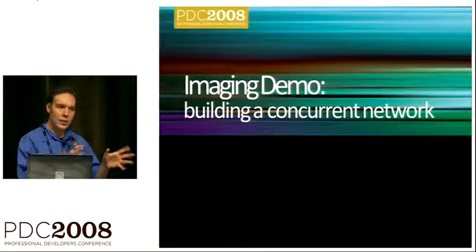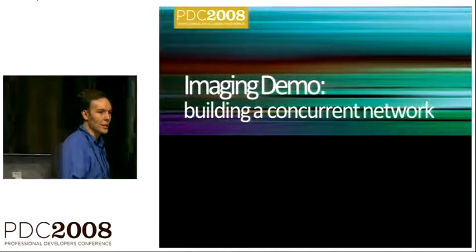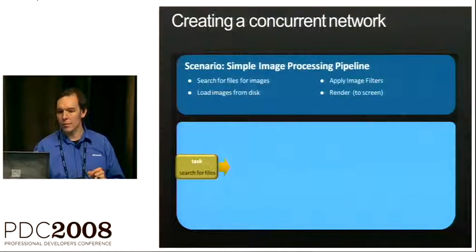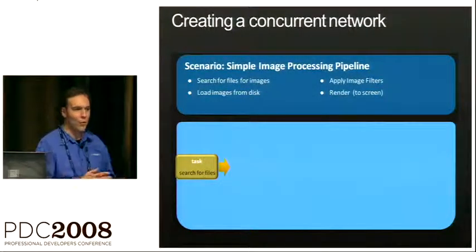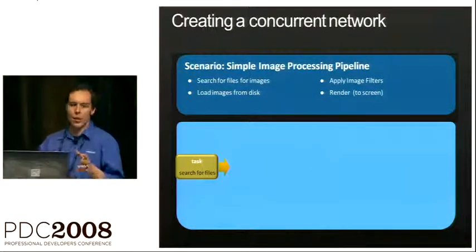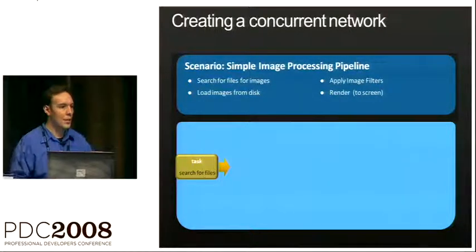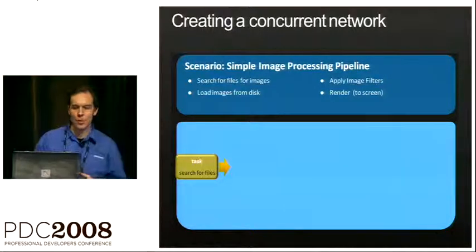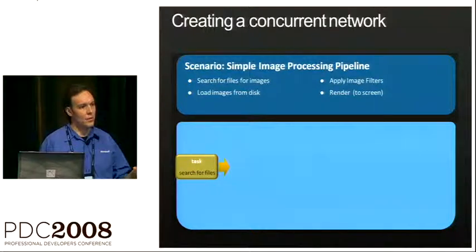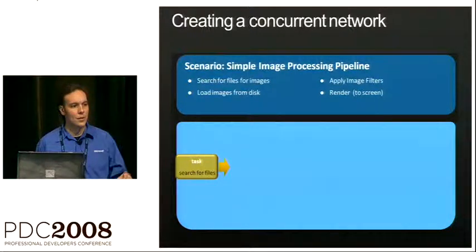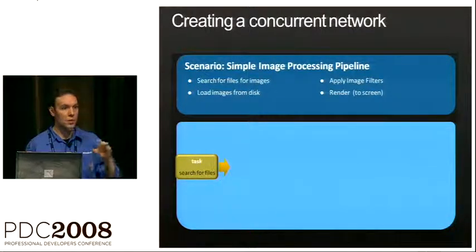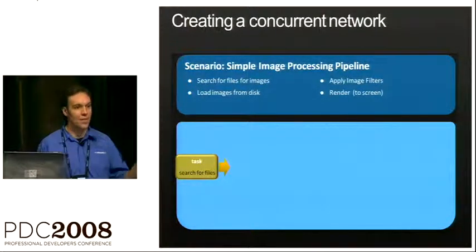Okay. So let's take our imaging demo, and let's actually make it scale. Let's remember the scenario. We're going to search a directory for files that are images. We're going to then load the images from the disk and apply the image filters. So in the parallel version of this, searching for images is actually a task, right? I just spawn a task to start traversing a directory using find first and find next. Very straightforward.